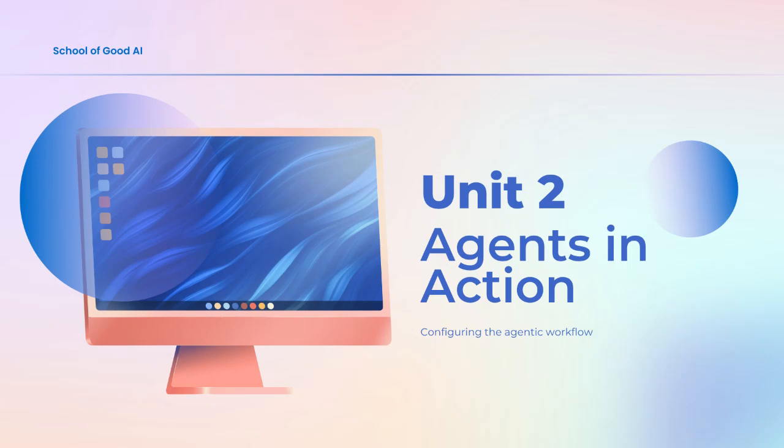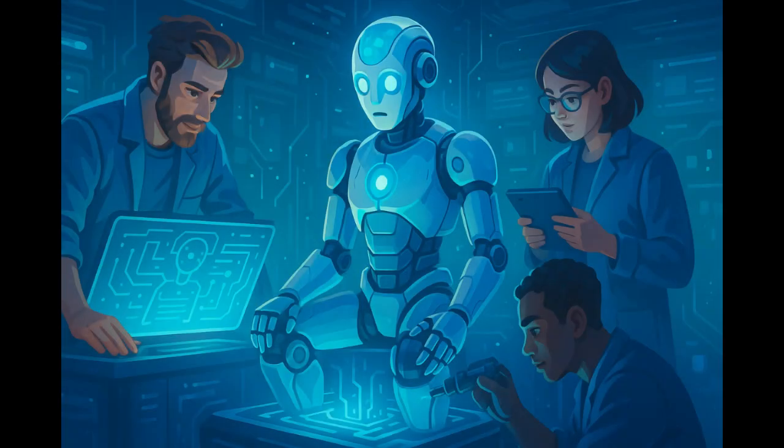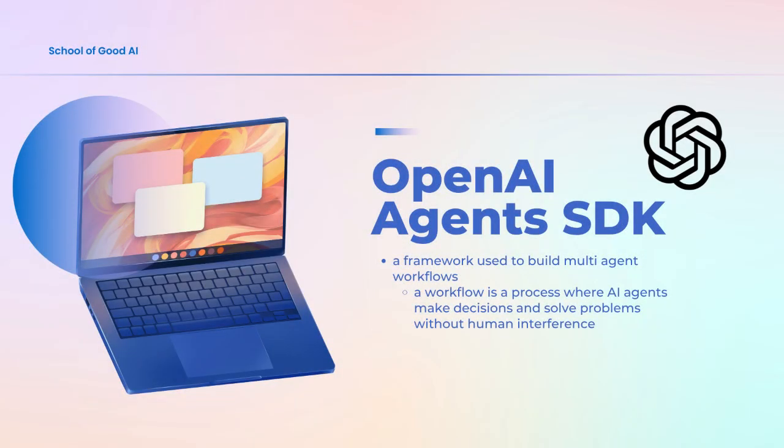Welcome back. Let's dive into Unit 2, where you'll learn how to implement your own agentic workflows using your chosen framework from your Unit 1 assignment, OpenAI Agents SDK or Crew AI. By the end of this unit, you'll be equipped to design, build, and run AI agents that can work together to tackle real-world challenges. First, let's talk about the OpenAI Agents SDK.